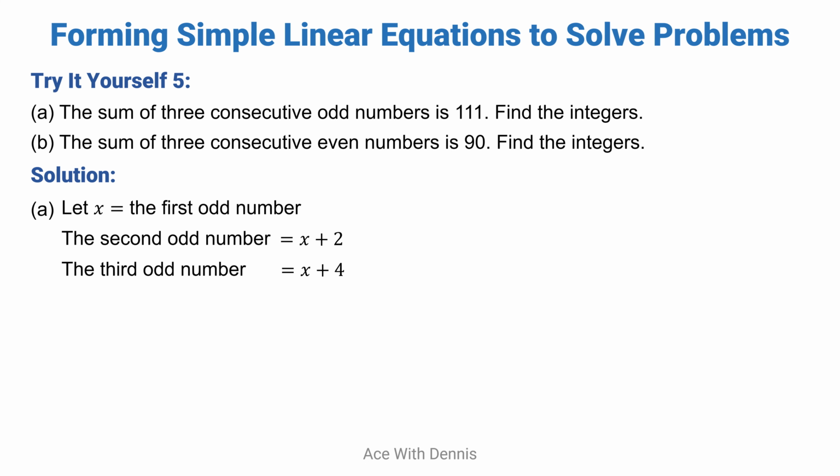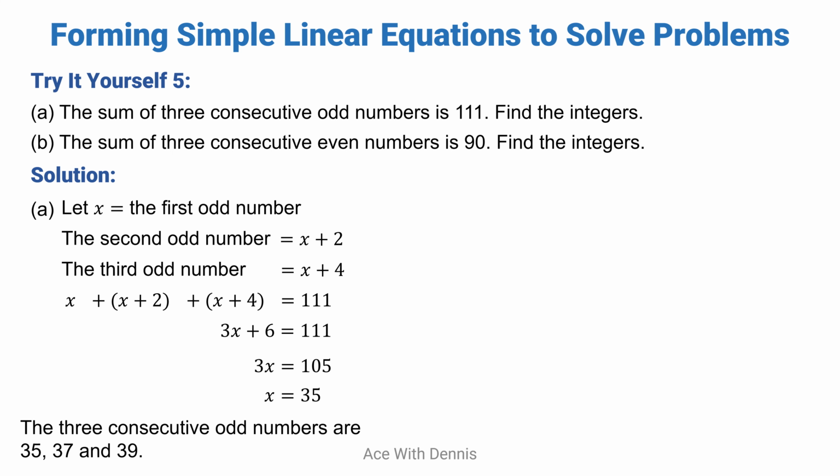Given that the sum of these 3 odd numbers is 111, the equation that we can form is x, which is the first number, plus x plus 2, which is the second odd number, plus x plus 4, which is the third odd number, equals 111. Now we can simplify this equation, and we get 3x plus 6 equals 111, 3x equals 105, and x equals 35. Therefore, write down the answer statement. The 3 consecutive odd numbers are 35, 37, and 39.